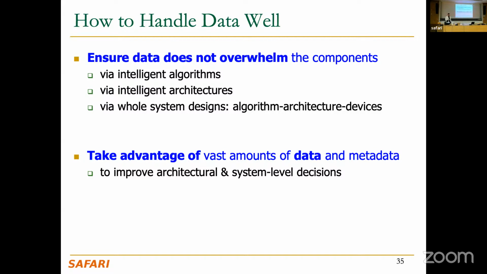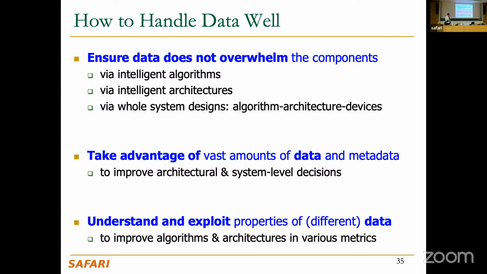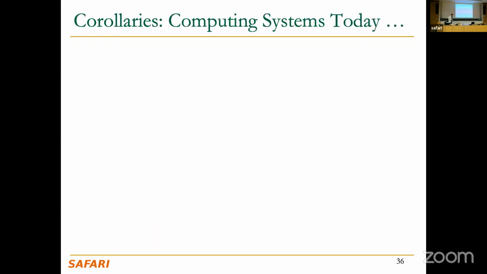So we can also improve the architecture design by taking into consideration which type of data that particular design is going to use and how that particular data is going to be used. And finally, another way of handling data well is to understand and exploit the different types of data that you have in the system to improve algorithms and improve architectures overall.